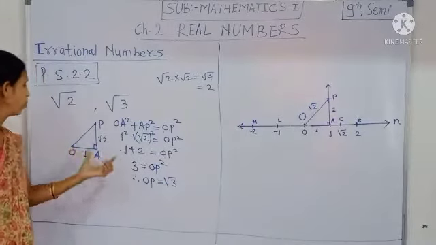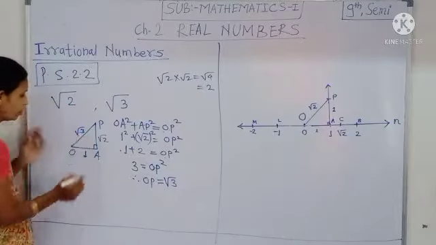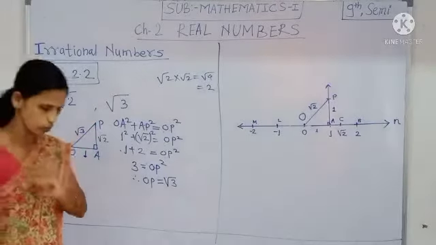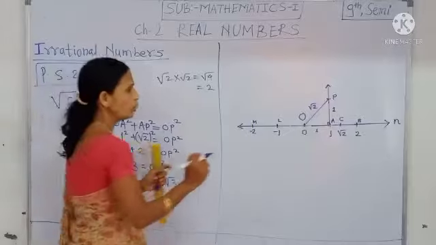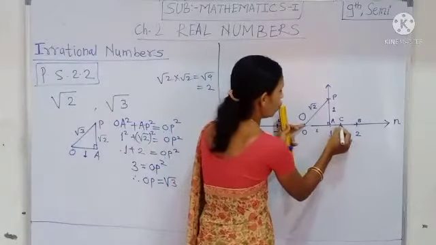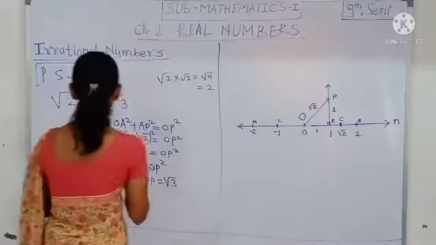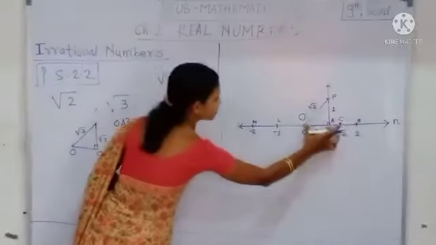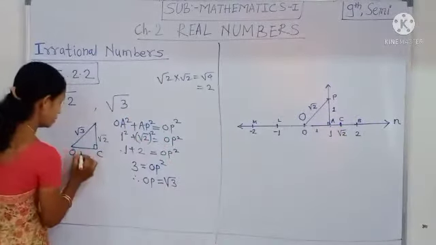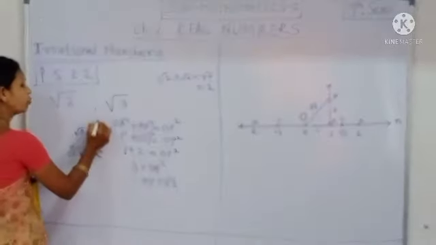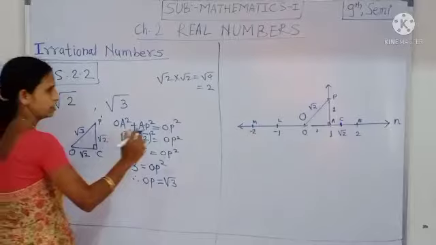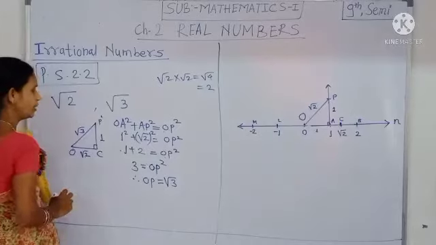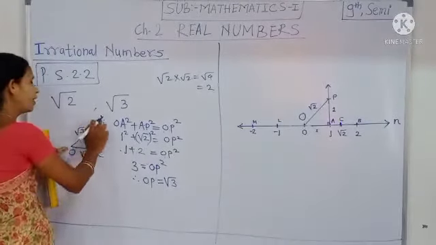Then see here, when OP becomes root 3, when OA is distance 1 and AP is taken as root 2, then we take here OC. OC, that distance is root 2 distance. And we label it here P dash. Then here P dash C is a distance of 1 unit. Then we get OP dash as root 3.